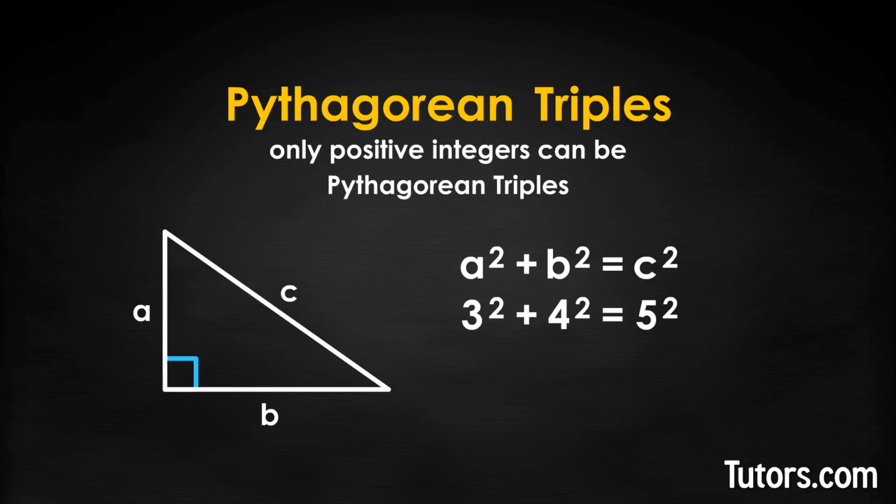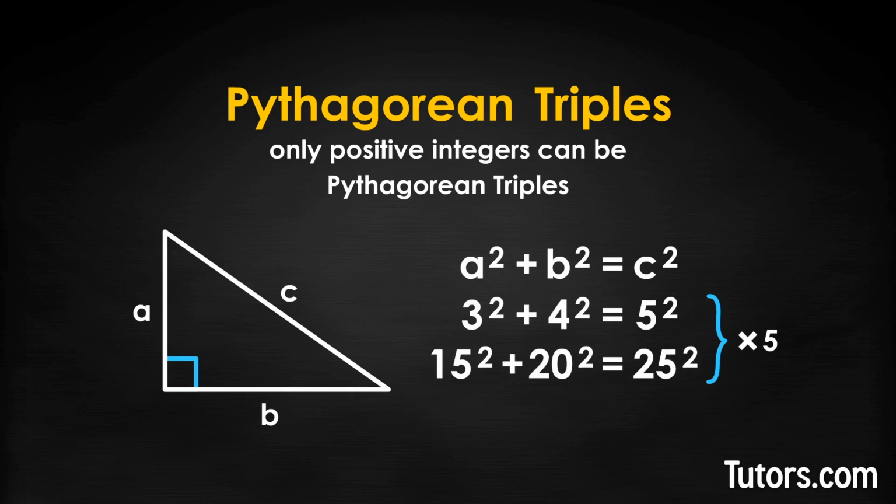A quick way to find many more triples is to multiply all the original terms by another positive integer. For example, take 3, 4, and 5 and multiply by 2 to get 6, 8, 10. Multiply by 3 to get 9, 12, 15. Multiply by 4 to get 12, 16, 20. And multiply by 5 to get 15, 20, 25.